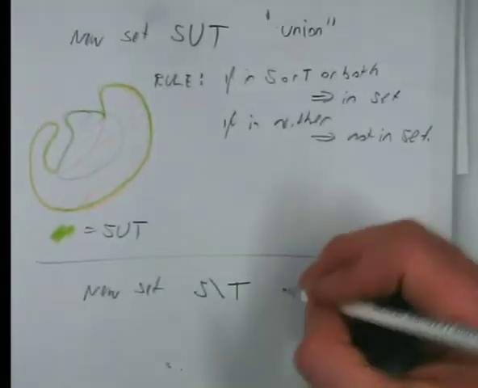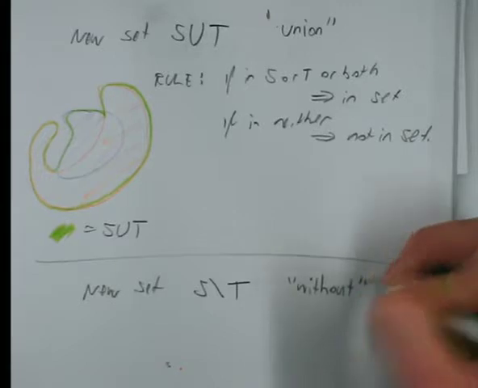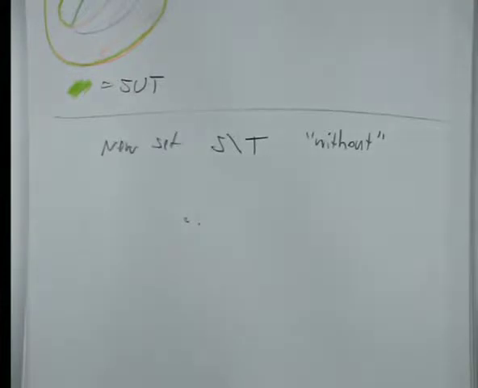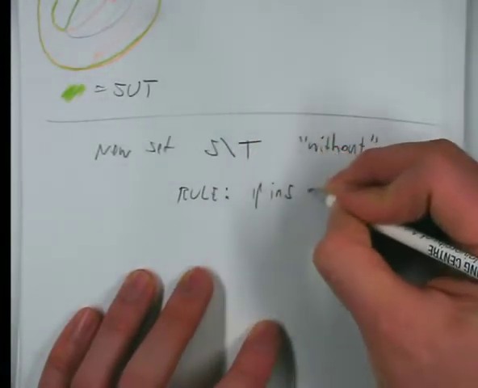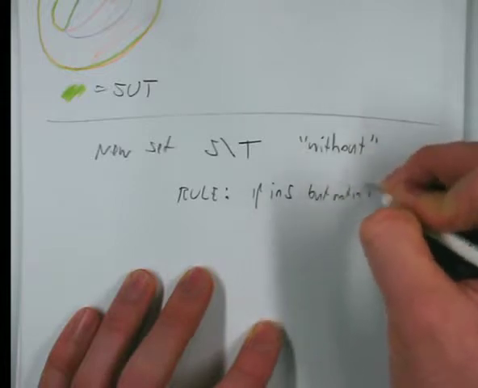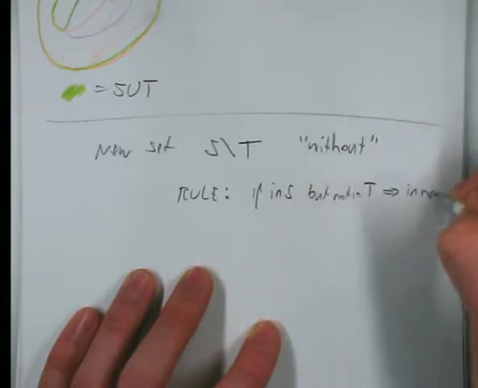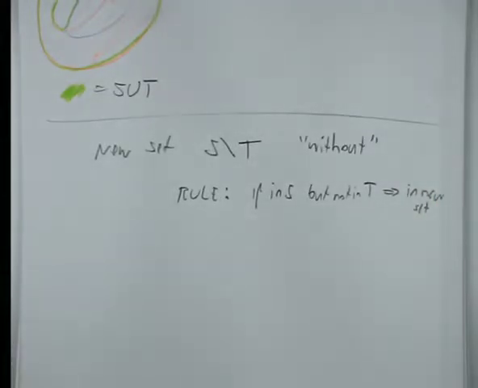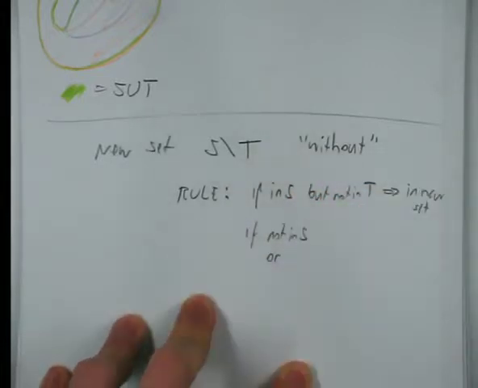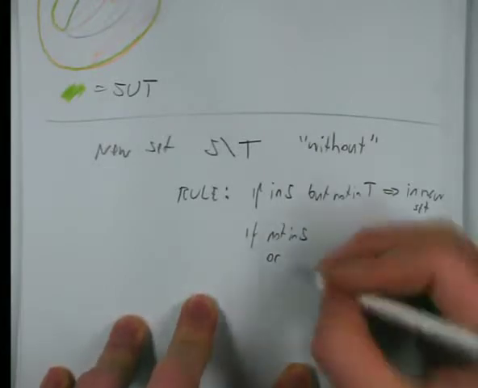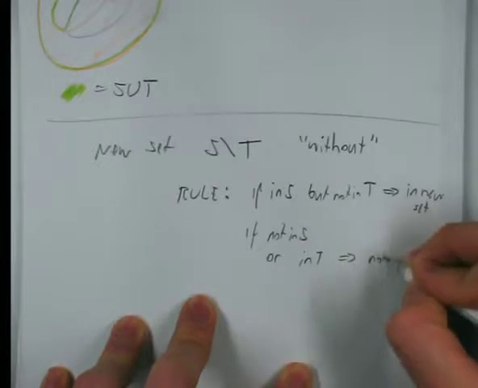And this one is read aloud as "without." So the new set S without T is literally S without T. The rule is: if you're in S, but not in T, then you're in this new set. And if you're in any situation other than that, then you're not, okay? So if you're not in S, or you're in T, either one of them, doesn't matter which one, then you're not in the set.